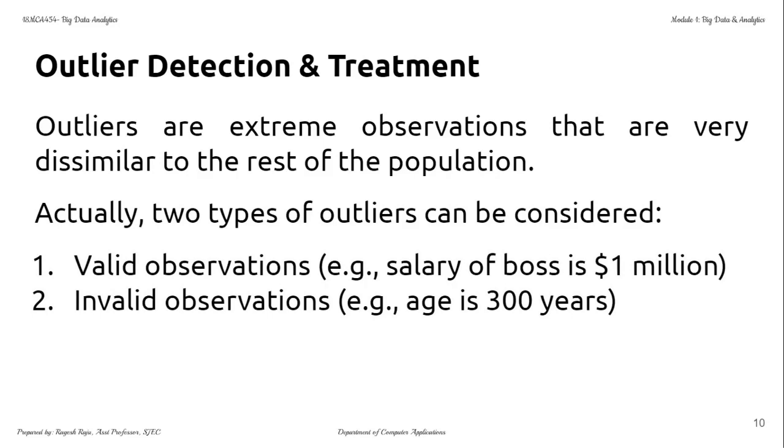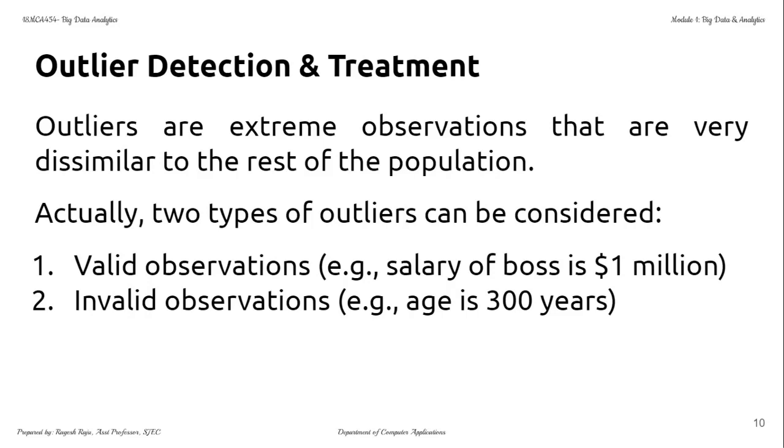Valid observation, in the sense, we take an example of the salary of a particular boss or a senior employee is $1 million. It means that the other employees have their salary in a particular range, whereas the salary of the boss is somewhat beyond the range, or dissimilar to the rest of the population. So this is something called a valid observation. This can happen in most of the cases.